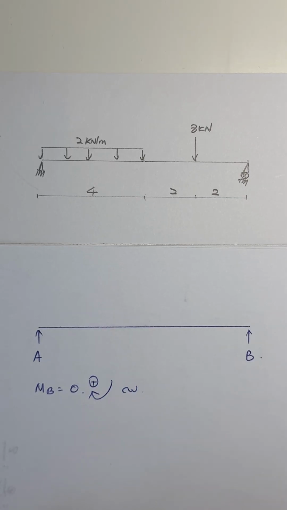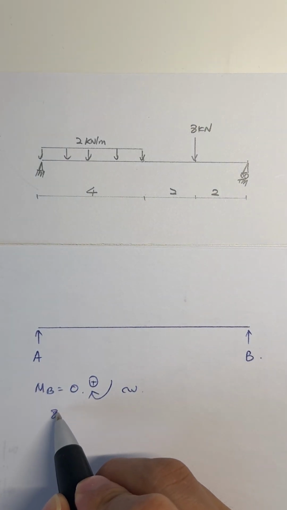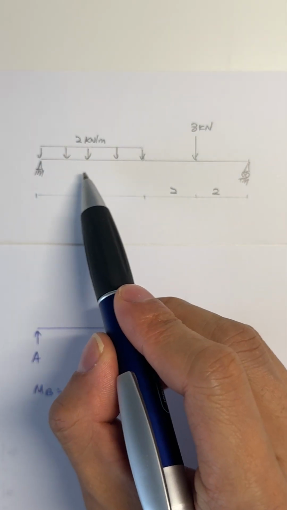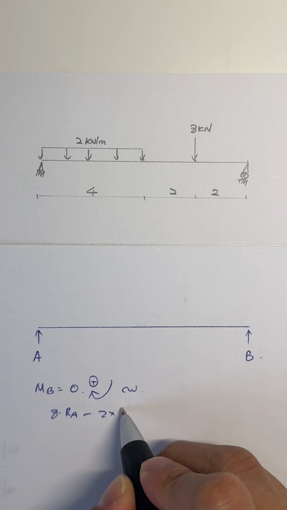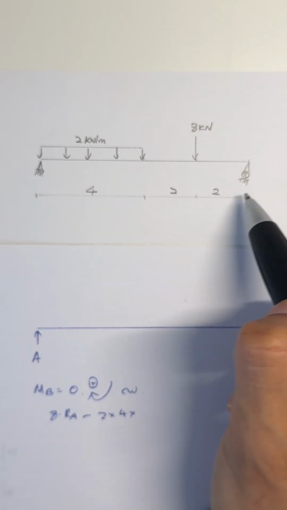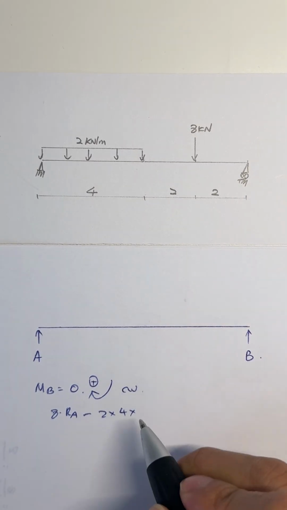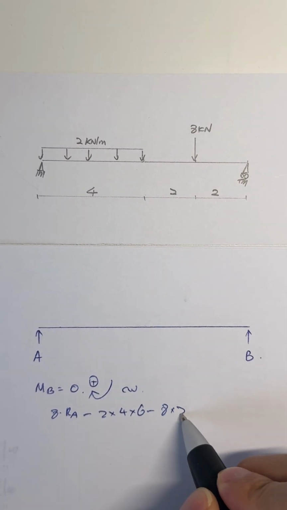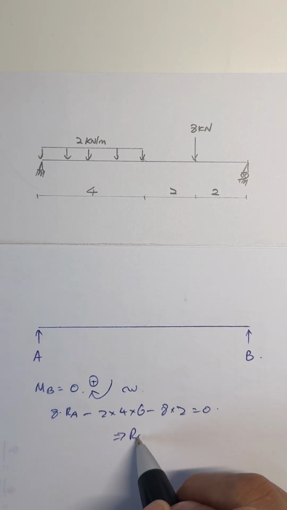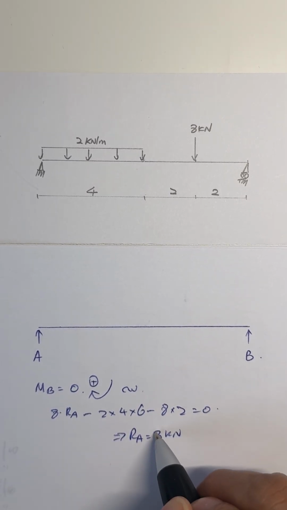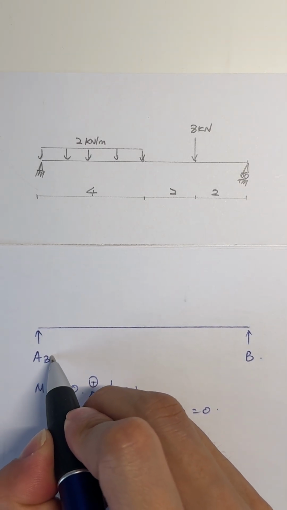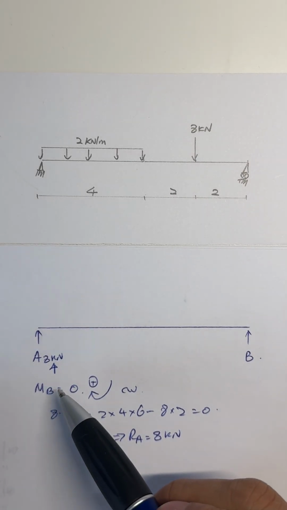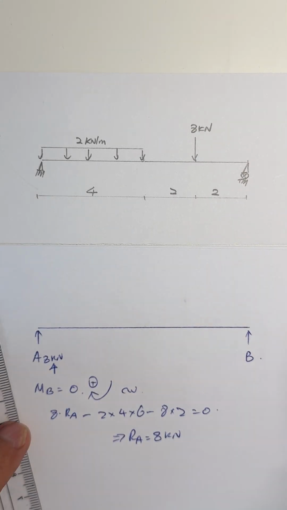Write that down. That gives the total length 8 times RA, and your UDL converted to a concentrated load is 2 times 4, times the distance from its centre to the point of interest B, which is 6 meters, and continue minus 8 times 2 equals 0. That gives you RA equals 8 kilonewtons. So your RA is 8 kilonewtons. Now we've got one reaction, and now we can work out the bending moment diagram.